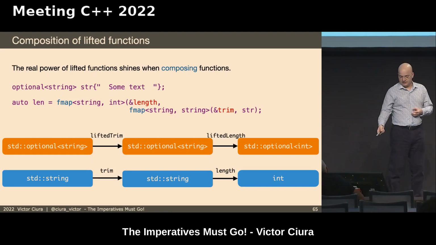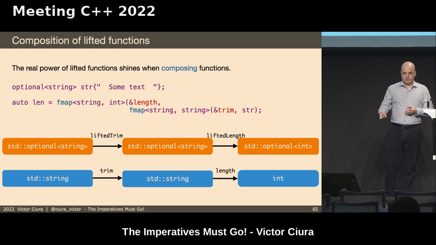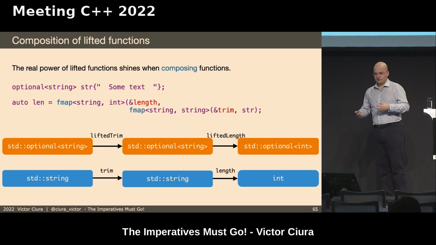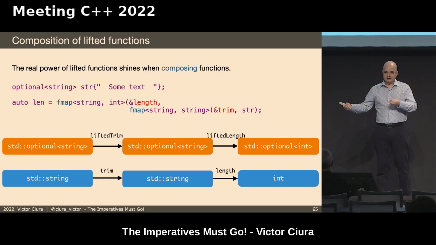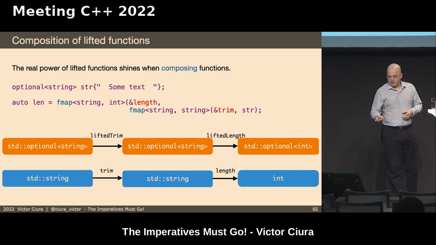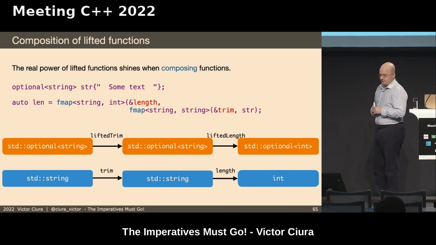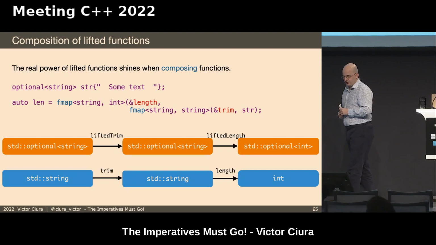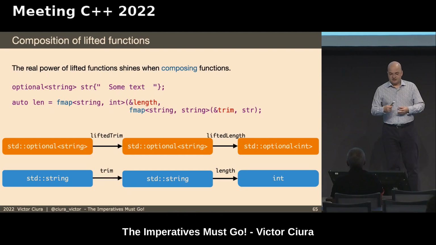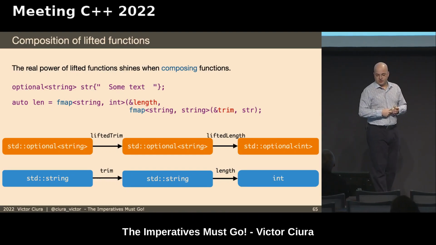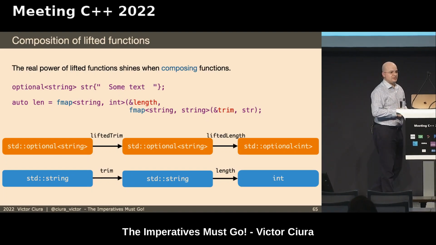So we have to raise the function application domain. Trim is from a string to a string, and length is from string to int, or size_t or whatever, gives us the length of the string. And we can compose them using two fmap applications. The first lifting operation happens for trimming, and the second lifting operation happens for the length function. So don't worry about the syntax if you don't like it, it gets better.